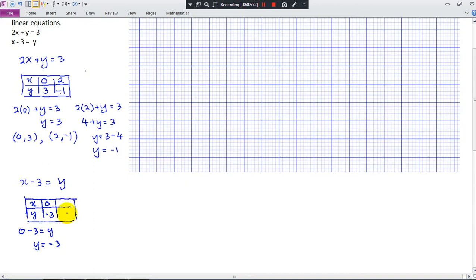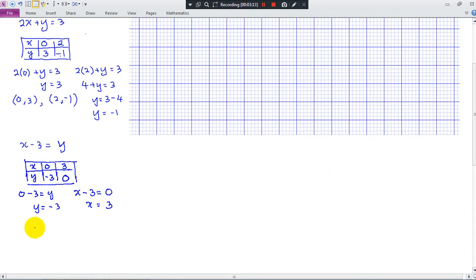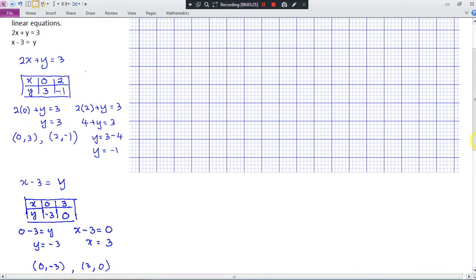So how about this one? I just fix the value of y this time. Let it be 0. When y is equal to 0, what is the value of x? x minus 3 equal to 0. Okay, so x is equal to 3. Now, I have 2 points for this linear function: (0, -3) and (3, 0).